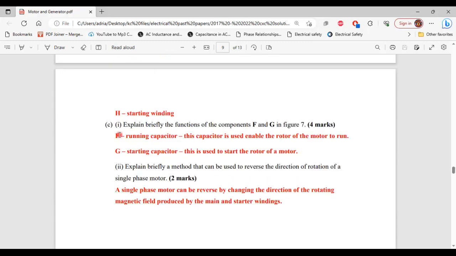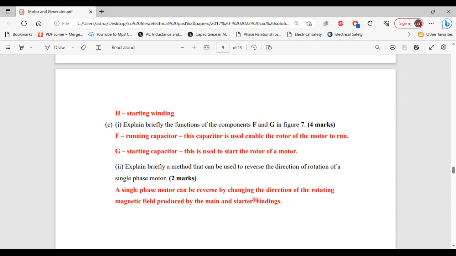For part 1 of C, it says explain briefly the functions of the components F and G in figure 7. So F, the running capacitor. This capacitor is used to enable the motor to run. G, the starting capacitor. This is used to start the rotor of the motor. All right, so that's it for part 1 of C.